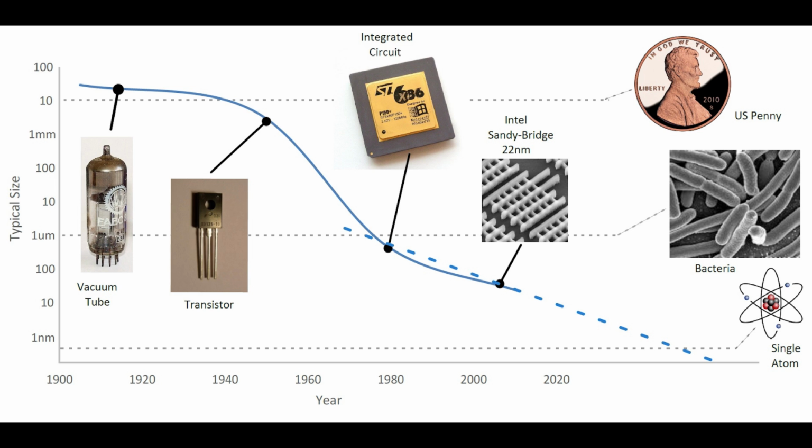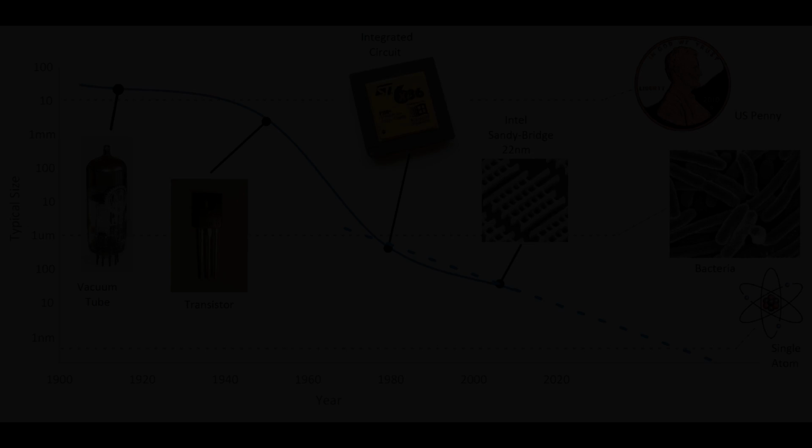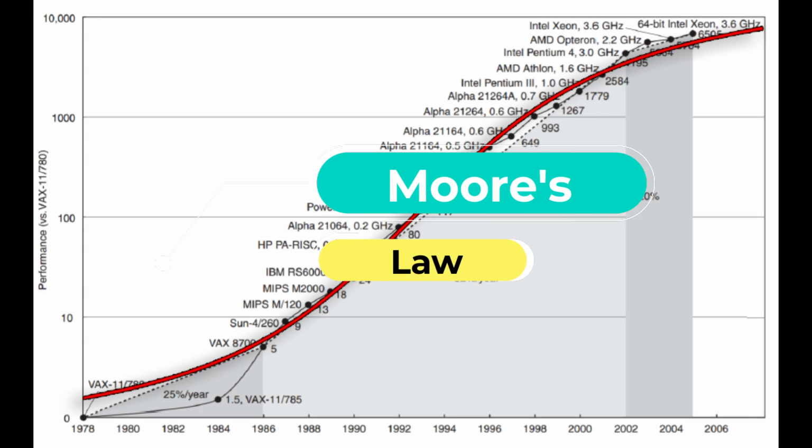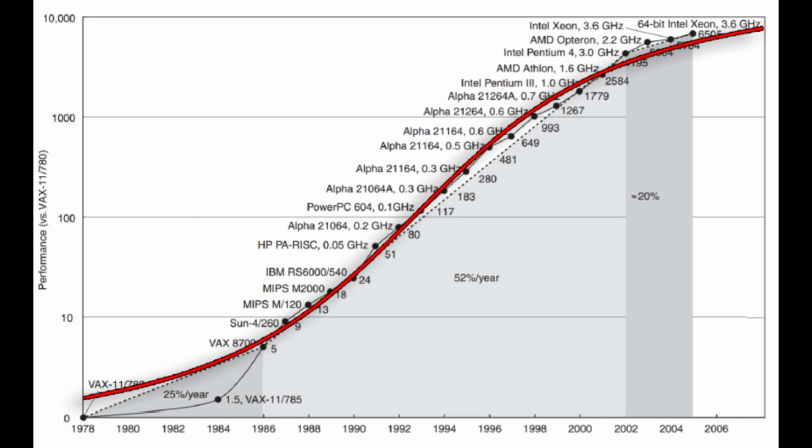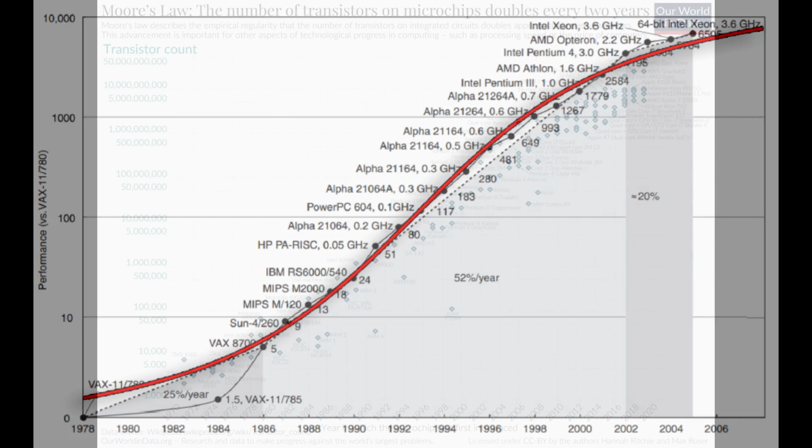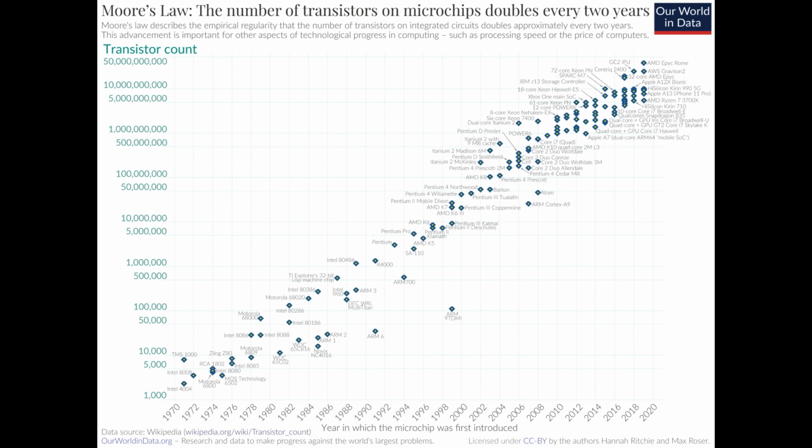This progression is due to a self-fulfilling prophecy by the industry, Moore's law, because if each year the size of the transistor is reduced by a factor of 0.7, every 2 years the size of the transistors is reduced by half.